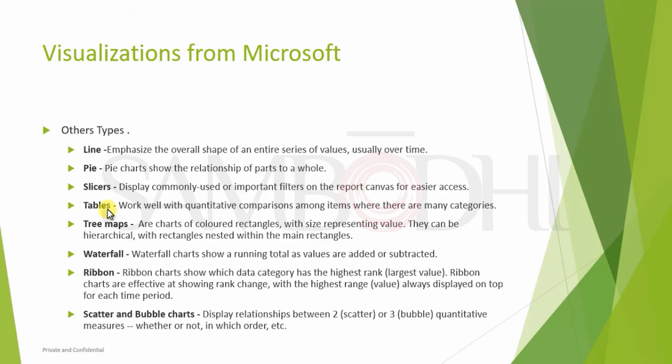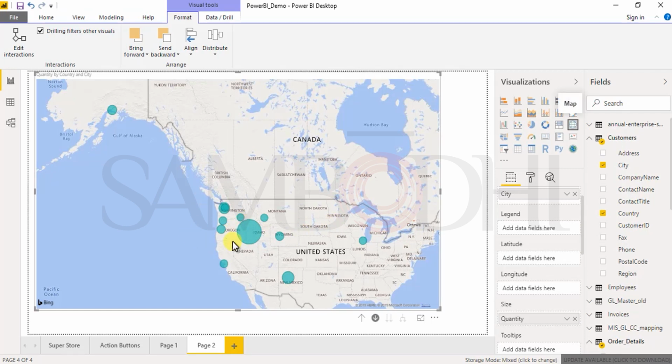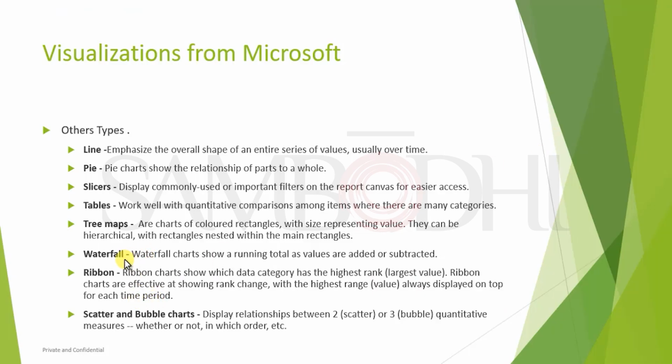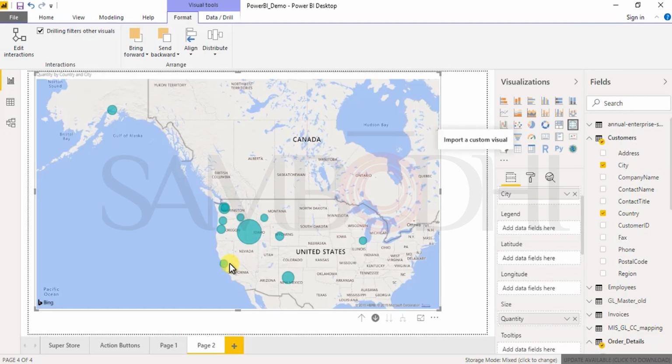So let's go back. Tree maps are the charts of colored rectangles. Basically, it would show all the values in a rectangular fashion. We don't have tree maps, unfortunately, in this. Waterfall. A waterfall chart shows a running total as values are added or subtracted. This can probably be used with respect to sales, and it would show an incremental value.